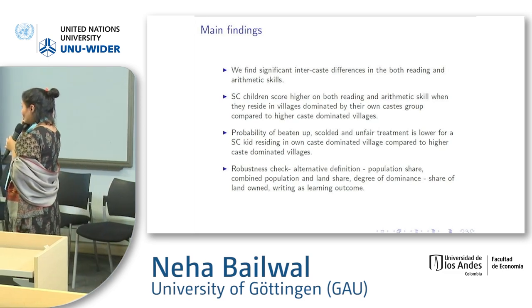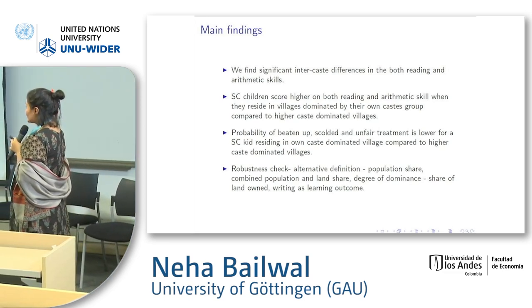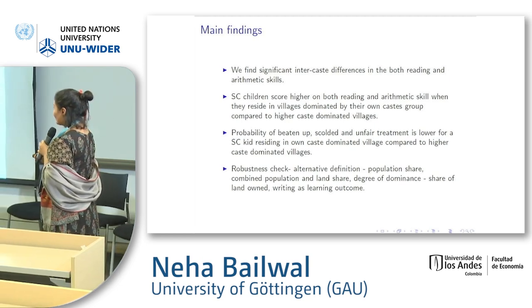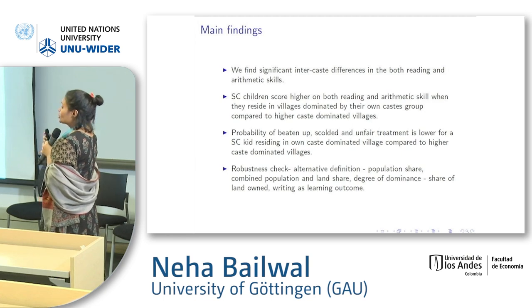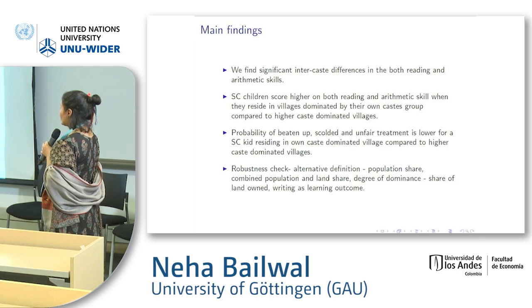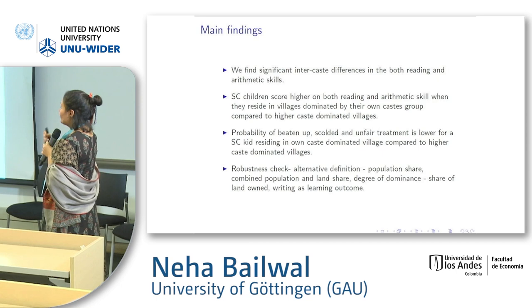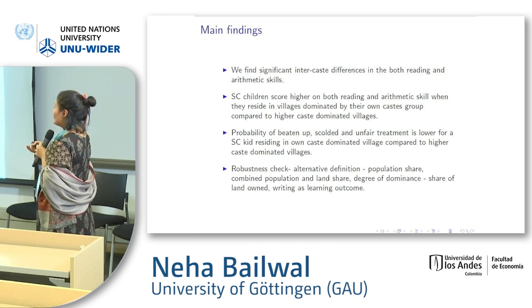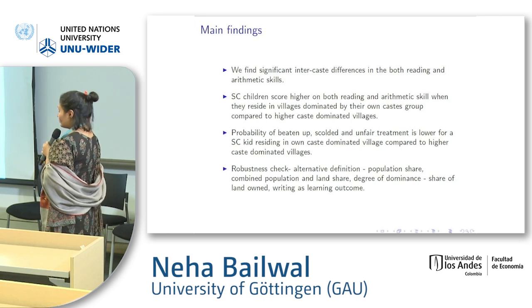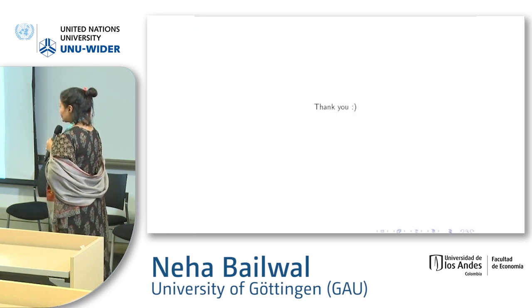We also did certain robustness checks, so we use alternative definitions of village dominance. So far we defined village dominance based on economic power, but we also use the population, that is, which group is numerically strong. We also combine the population and the land share, so basically both the numerical power and the economic power, and created a new measure of village dominance. And we find that our results hold true. Instead of reading and arithmetic, we use writing as a learning outcome, and we find similar results.